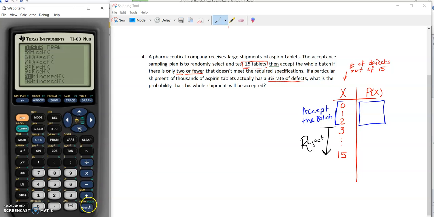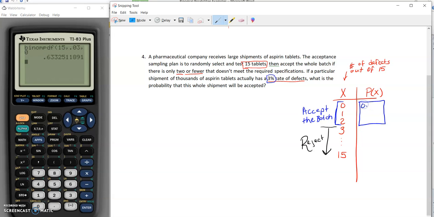So Binompdf, and that would be N, my total number of objects, so 15. P is my probability of success. In this case, the success is having a defect. So that defect rate is over here. This is my defect rate. So my probability of a defect is 0.03. And then I would do it for each of these individually. So I'm going to do it for 0, and write down this answer.